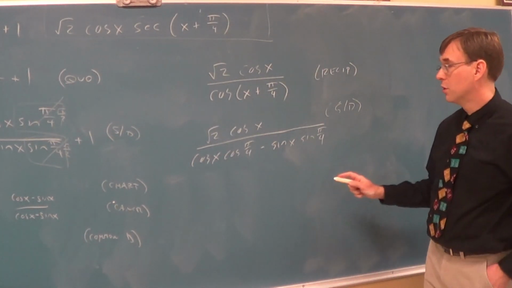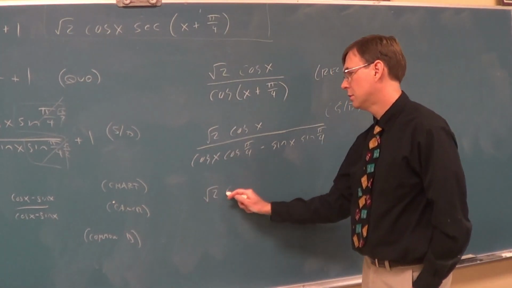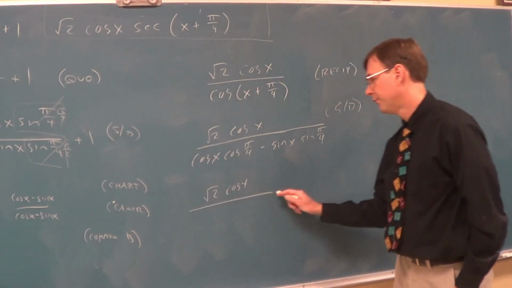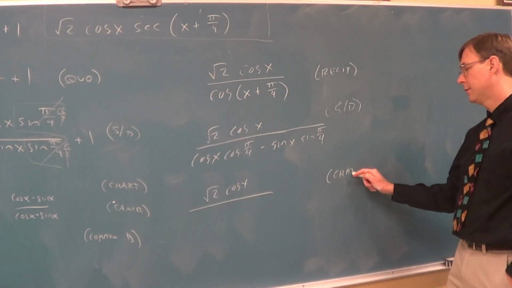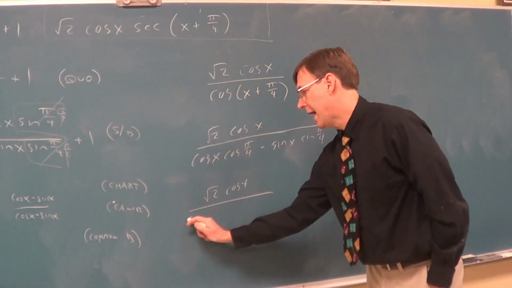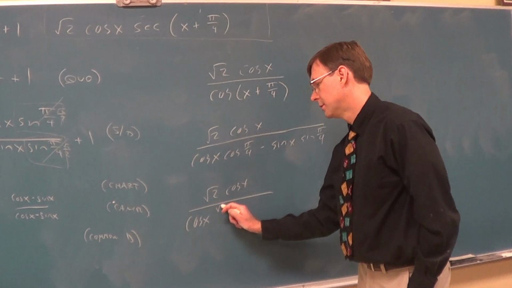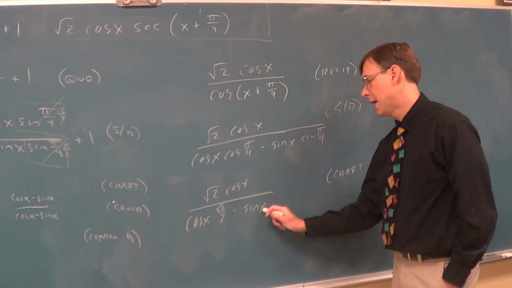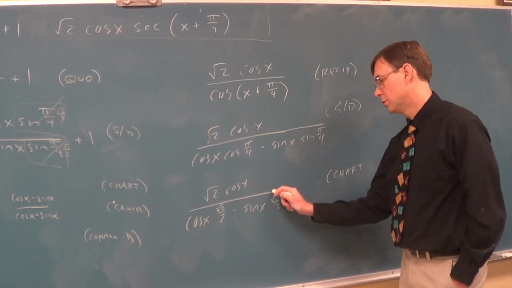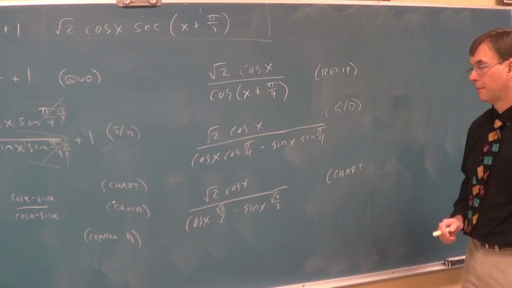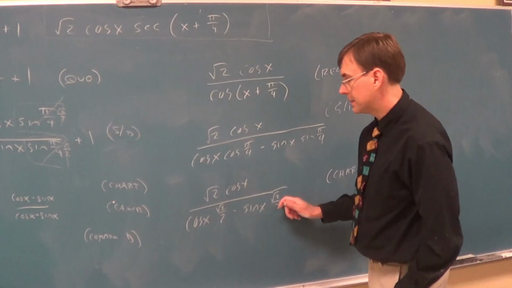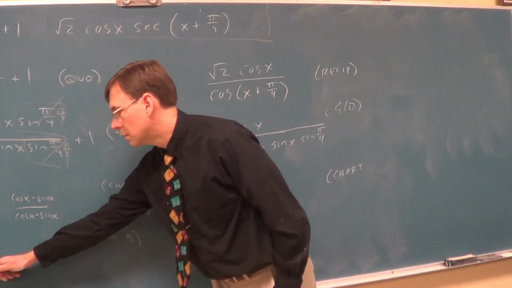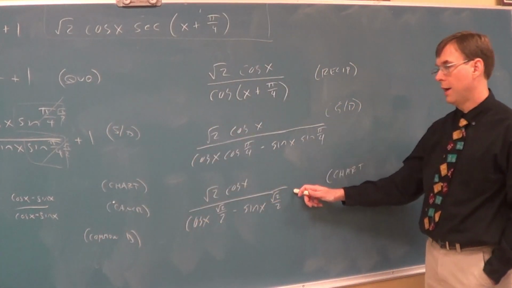We could go through some root 2 over 2s. So I've got a root 2 cosine. If we use our chart again, we're going to have a cosine x, root 2 over 2, minus a sine x, root 2 over 2. Now that's starting to look pretty nice actually. Those are really looking a lot alike.